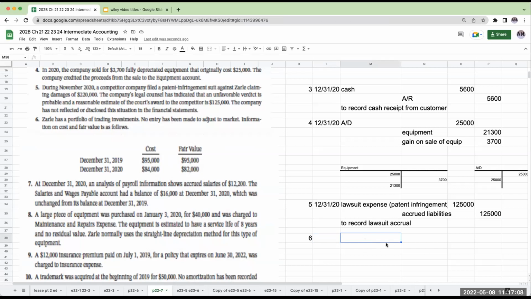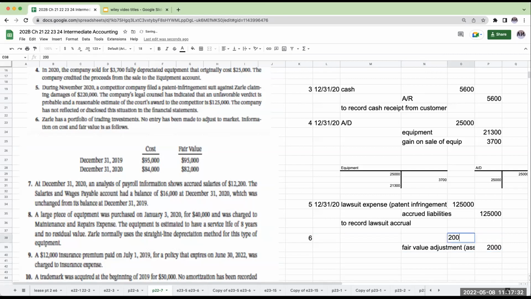So what I'm going to need over here is an adjustment to investments, or fair value adjustment. This is an asset account, could be an asset or contra asset. This is going to be here for 2,000. And this is going to be an unrealized holding loss on securities.